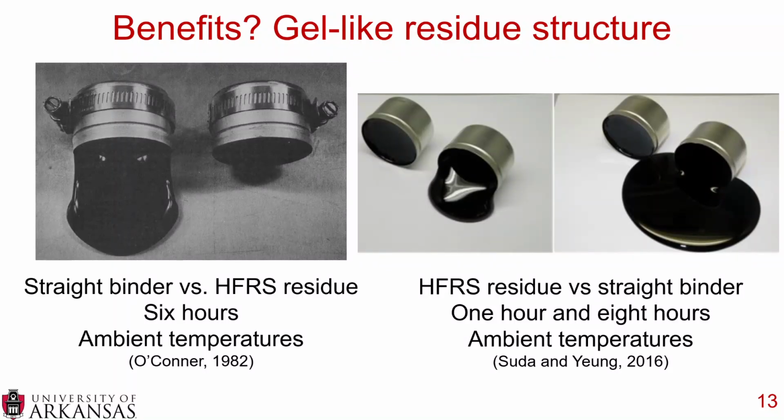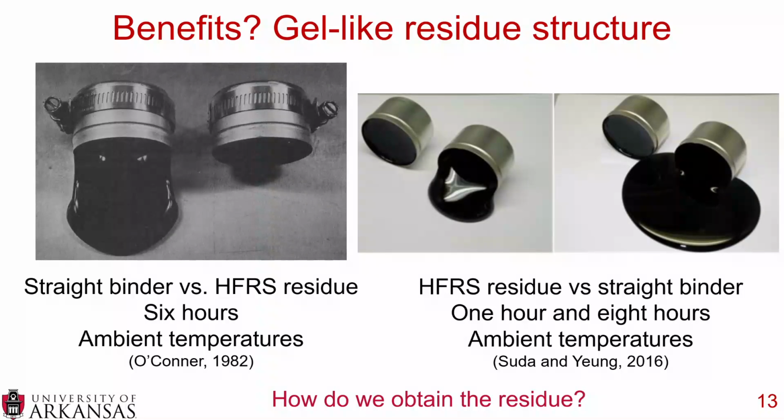Another picture, same story. On the left is at 1 hour, on the right is at 8 hours, and then within each picture on the left is the high float rapid set residue, and in each picture on the right is the straight binder. So the same situation, but instead of looking at 6 hours, we're looking at 1 hour and 8 hours, and you can see how that high float residue stays in the tin. It does not want to flow out.